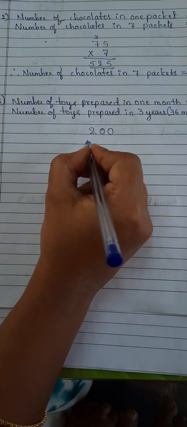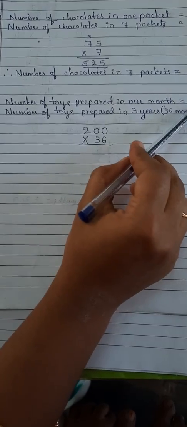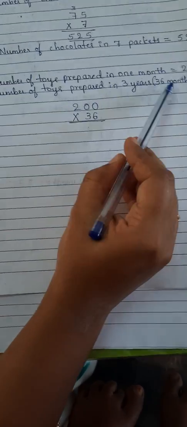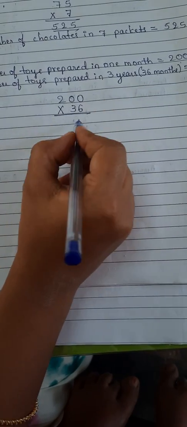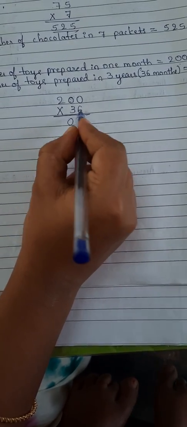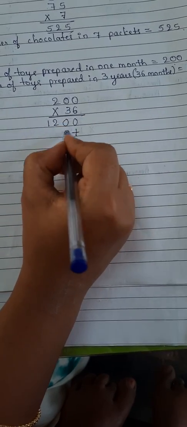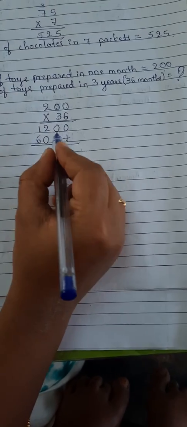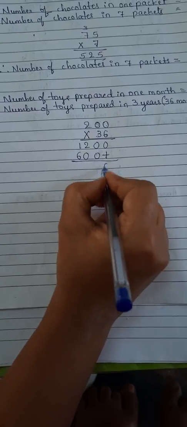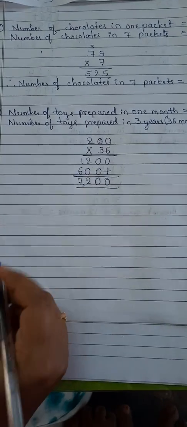So here 200 into 36. 200 here, 36 in the second line. So write: 6 zeros are 0, 6 zeros are 0, 6 twos are 12, plus 3 zeros are 0, 3 zeros are 0, 3 twos are 6. One below another neatly you have to write, children. 0, 0, 2, 6 plus 1, 7.